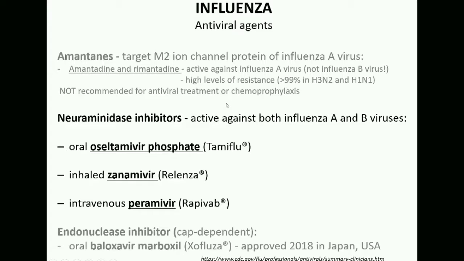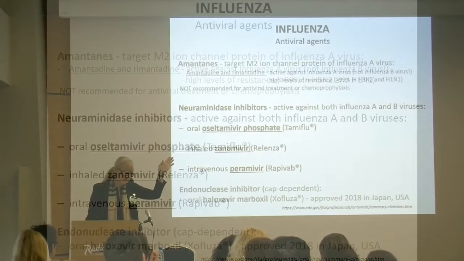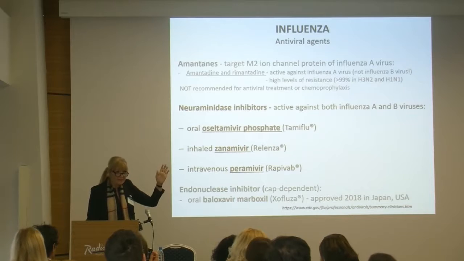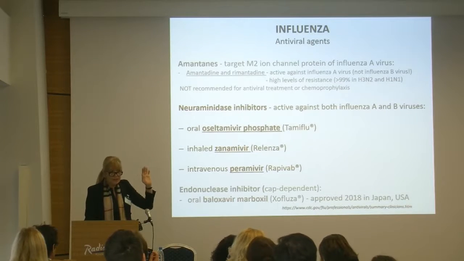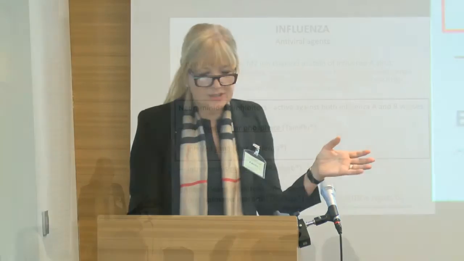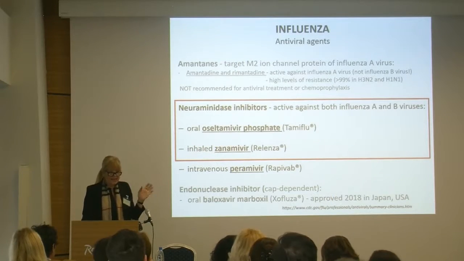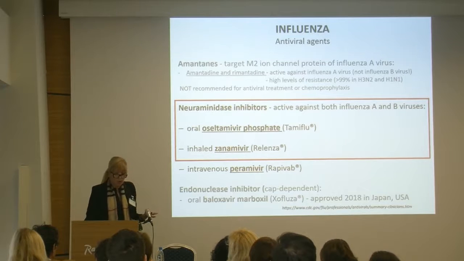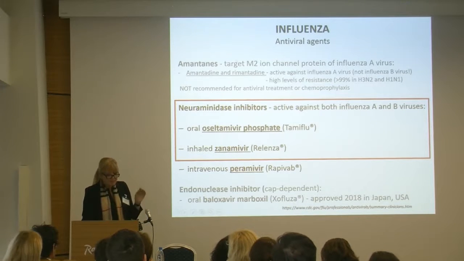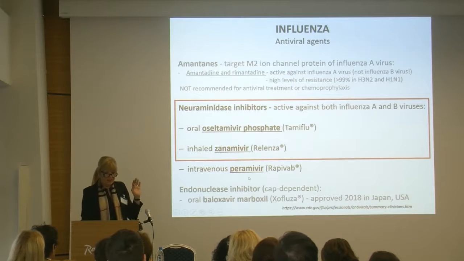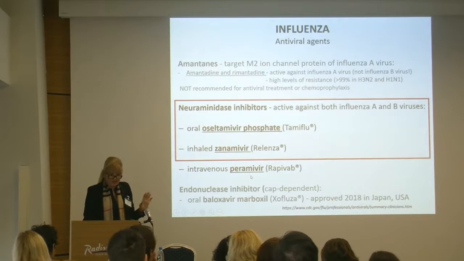So actually, luckily enough, we do have systemic treatment for influenza, because it's needed, of course, occasionally. Perhaps some of you still remember the amantanes, amantadine, rimantadine, no more in use because they can be used only for influenza A, and there's a high level of resistance. And the generally used treatment for influenza are neuraminidase inhibitors, active against both A and B viruses, oseltamivir, the oral one, inhaled zanamivir. There is also an intravenous peramivir, but it's not been registered everywhere.